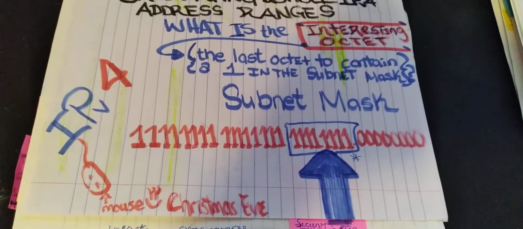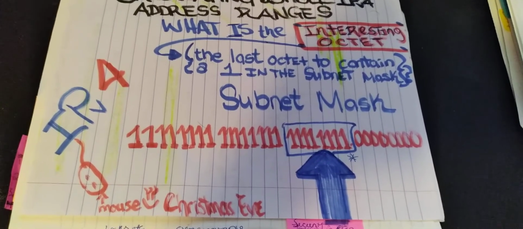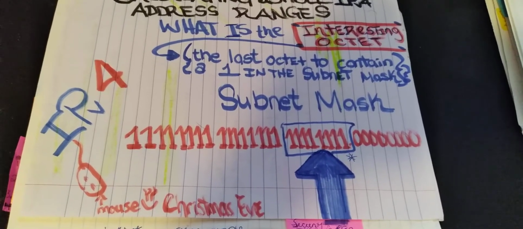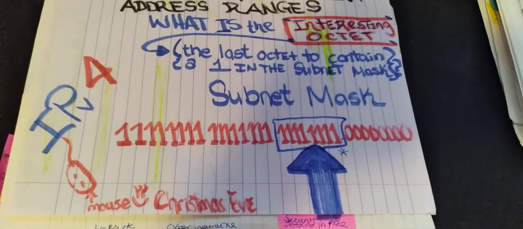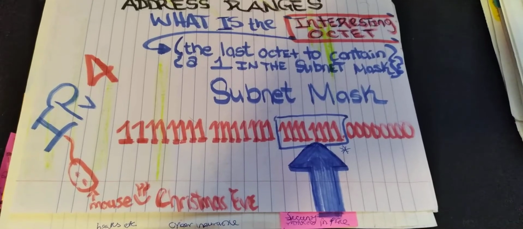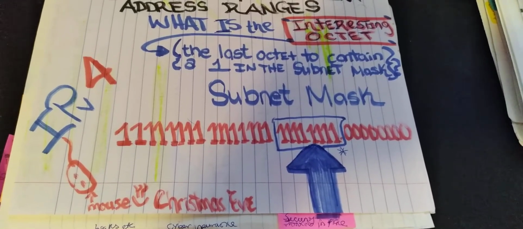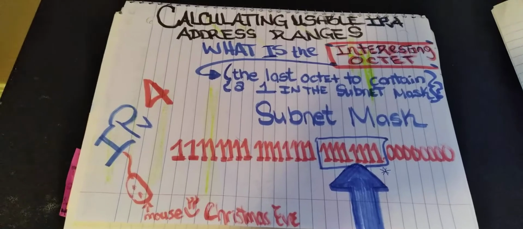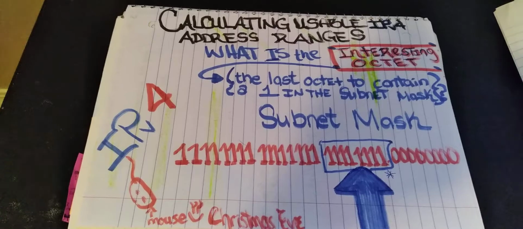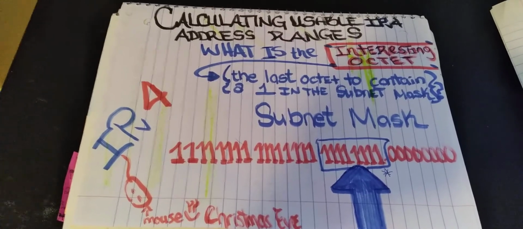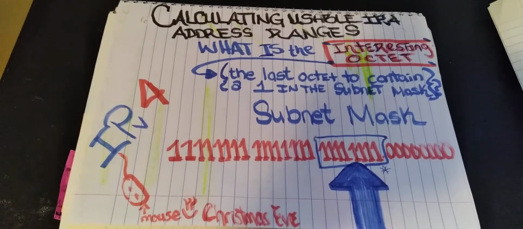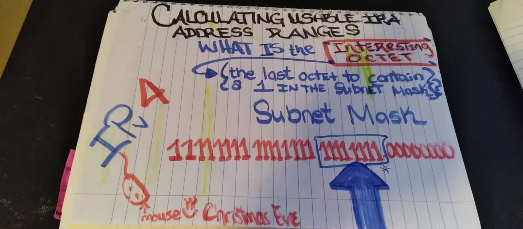Next, step 2, determine the block size. So remember, previously we were just counting by 1 in the third octet because that is our block size. Here's the definition of a block size. That's the number that we're going to be counting by in that interesting octet. So, what is the block size here? Here's how we calculate it. It is 256 minus whatever the subnet value is in that interesting octet.